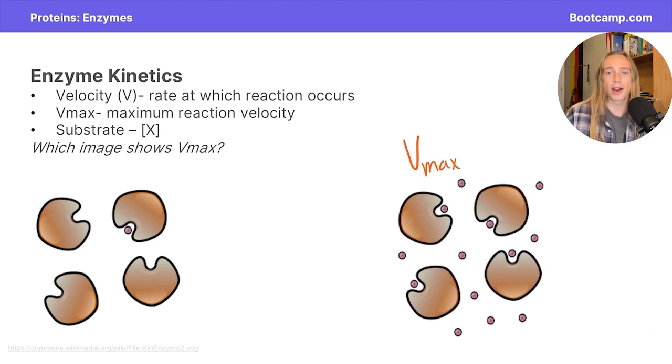At Vmax, our enzyme is going to be saturated with substrates, so adding more substrates isn't going to help the reaction go any faster. When comparing this to the image on the left, we see that the left has very few substrates. This reaction could easily be sped up by adding more substrates, while the reaction on the right isn't going to be benefited by adding more substrates.